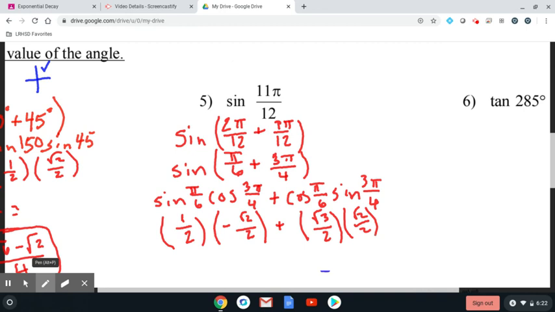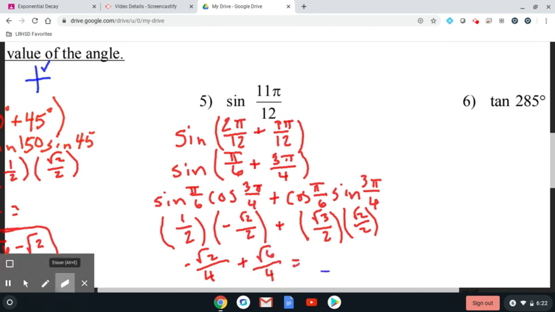All right, so when we multiply these, we end up getting a negative root 2 over 4 plus root 6 over 4. So when we combine these, this is going to end up giving us negative root 2 plus root 6, all over 4.